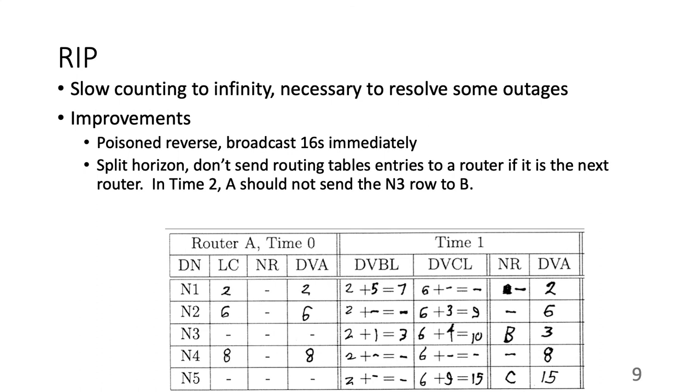And although it would take a far more elaborate example to show why split horizon helps to identify outages more quickly, in some ways, you can see if A sent to B this information that A can get to network N3, then B thinks, well, okay, I can't get to network N3, but now A can, and they confuse each other until they do a slow count to infinity. So split horizon is one way to alleviate that.